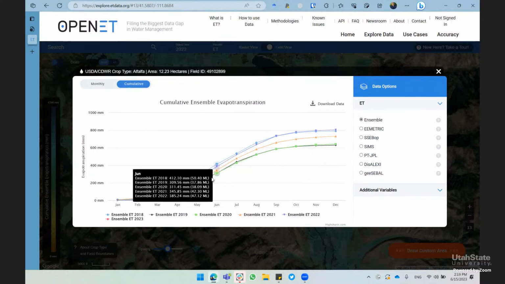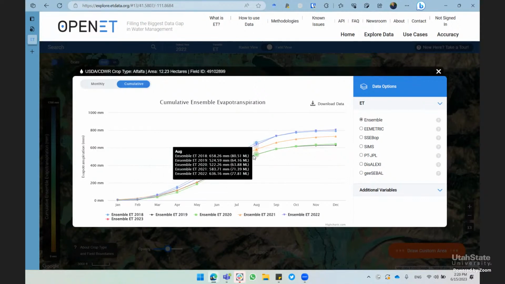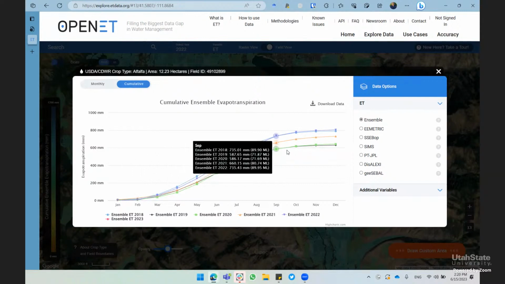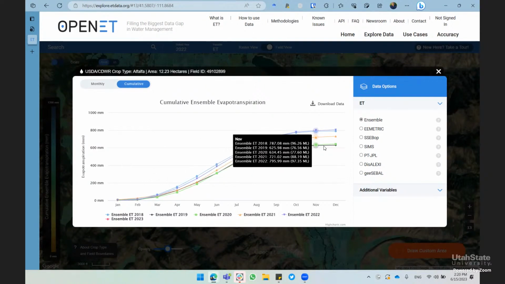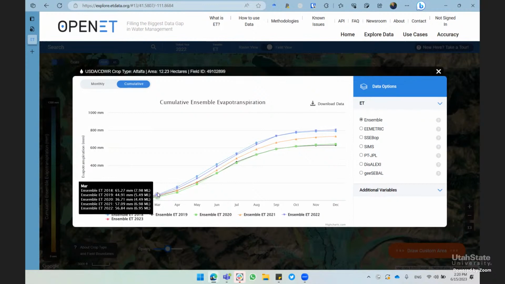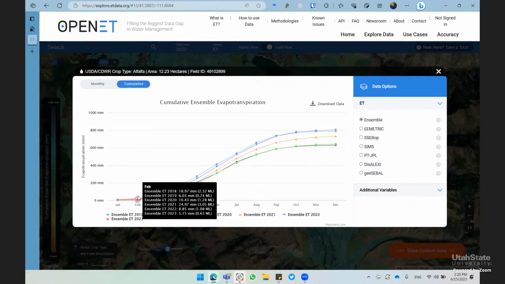Everybody gets the same numbers. And when we have to implement projects for improvement of efficiency of irrigation water, we all have the same numbers to refer to. But it is actual evapotranspiration. This is actual evapotranspiration. This is actual.